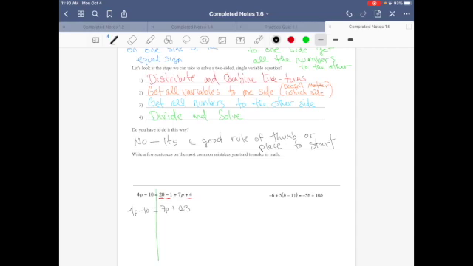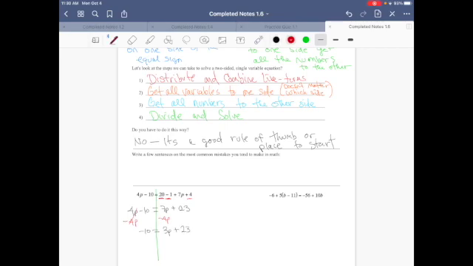So my next step, I want to get all the variables to one side. So I like to look at the smaller of the two and move that one. So the smaller of the two is going to be 4p. So in order to get it to the other side here, I'm going to subtract 4p from both sides. Leaves me with -10 on the left. And then 7p minus 4p is going to be 3p plus 23.